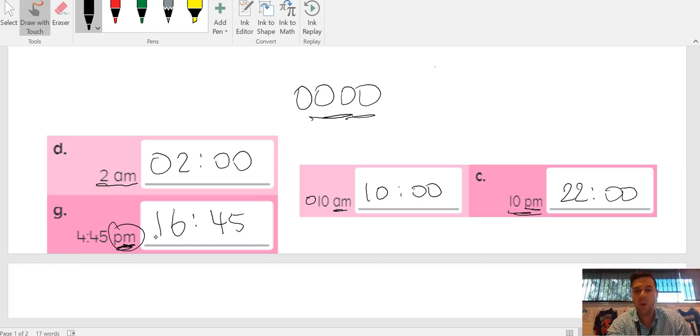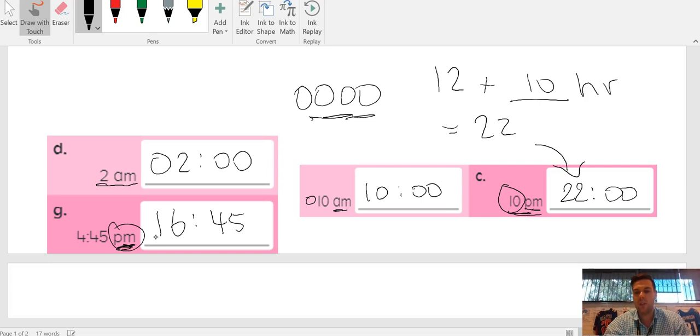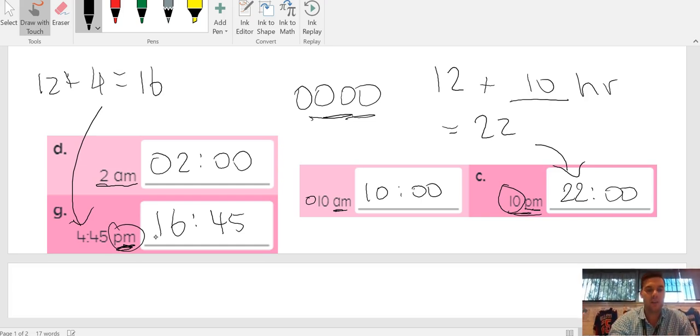Easy way for working out 24-hour time, boys, is if you've got a PM here, the best way to do it is you go 12 plus the hour. Okay, so for instance, this is 10. 12 plus 10 equals 22. See the correlation? There's a 22 there. Let's have a look at this one. We go 12 plus 4 equals 16. So there's our 16th hour. So a little trick, boys, is if you've got PM, just add the hour to the number 12. And you should be able to get, if you've added up correctly, the correct 24-hour time.